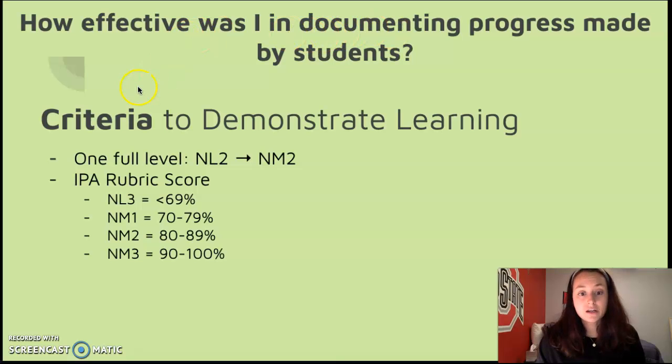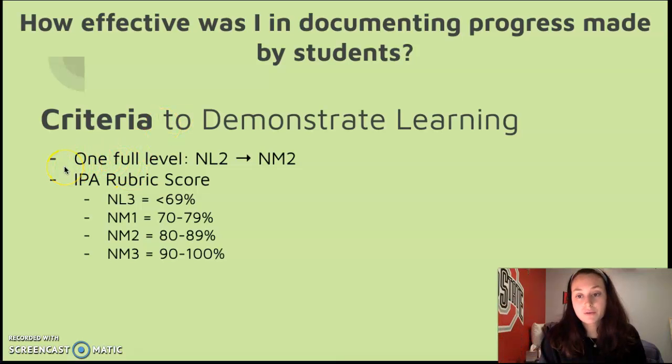Turning now to criteria to demonstrate learning. In order to meet the growth target for this SLO, students were expected to grow one full level. Because we had no formal pre-assessment, all learners were scored at Novice Low 2, and thus were being expected to perform at the Novice Mid 2 level to meet the growth target.